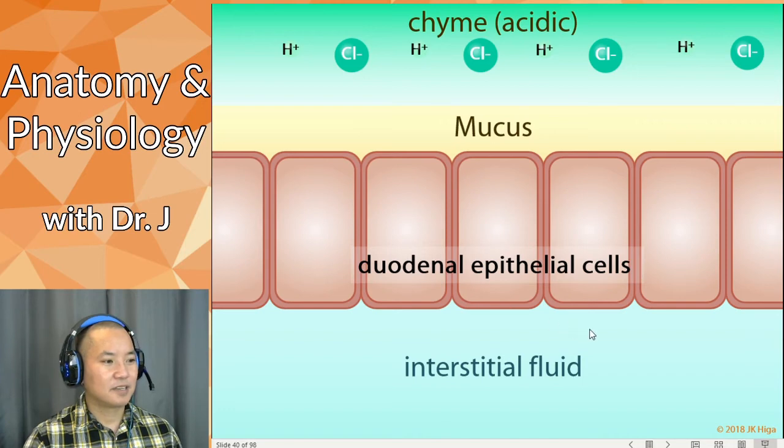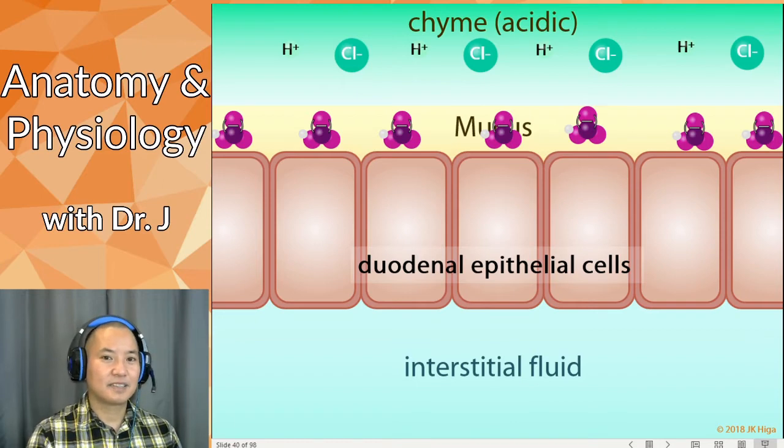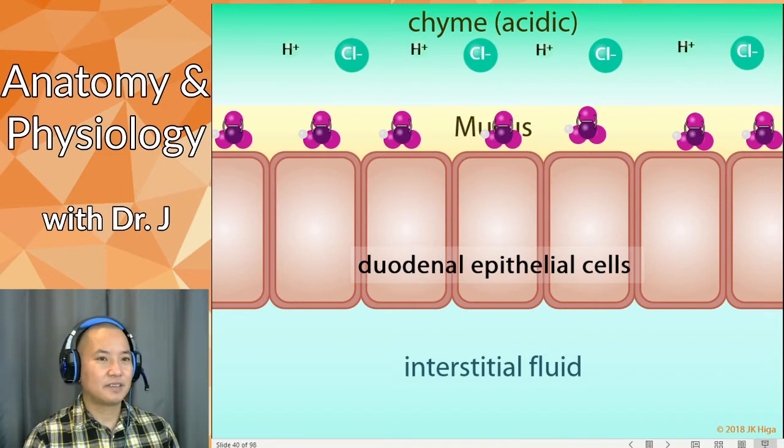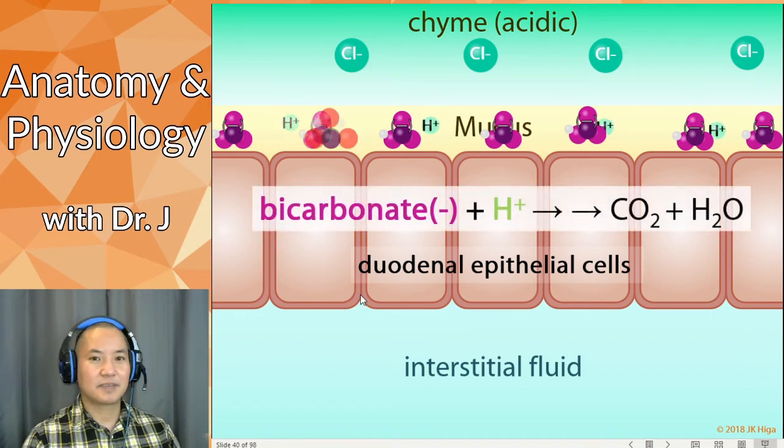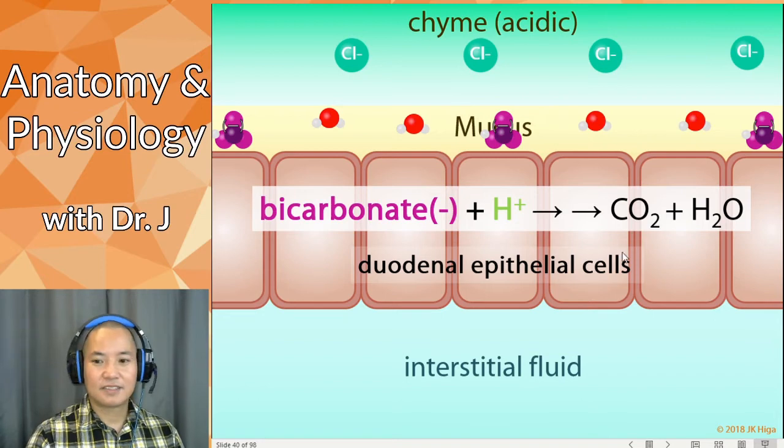And then, how about the duodenal epithelium? Well, the duodenal epithelial cells also produce a lot of bicarbonate. So not only do you have mucus that protects your duodenum, the duodenum also secretes its own bicarbonate that mixes in with the mucus. So now you have a physical barrier against the acid from chyme, but you also have a chemical barrier that helps to neutralize any acid that somehow tries to make its way past the mucus layer. And that same reaction is going to happen. Bicarbonate is going to react with hydrogen or protons to form carbon dioxide and water.